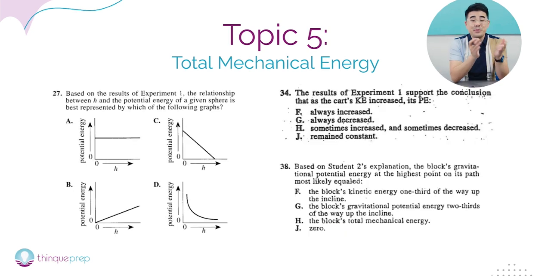So let's look at a few practice questions, so hopefully all this mumbo jumbo makes a little bit more sense. So number 27, it says, what's the relationship between height and potential energy? So as you lift something off the ground, it's going to have more and more stored energy, right? So the correct answer here is going to be B. This is the only one that is directly proportional, right? It's a straight line with a positive slope.